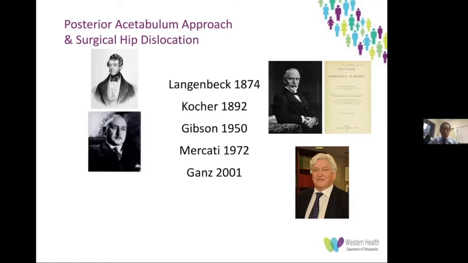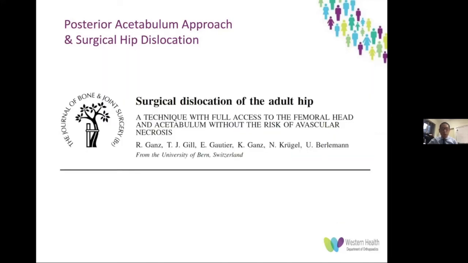Gibson then took the approach in 1950 and modified it. McCarthy is the first person to describe a trochanteric osteotomy in 1972 for a surgical hip dislocation, and Ganz published large numbers of the surgical hip dislocation from then on. So today we'll be really talking about the Ganz approach to the surgical hip, with a few variations talking about how you access the posterior acetabular wall and column.